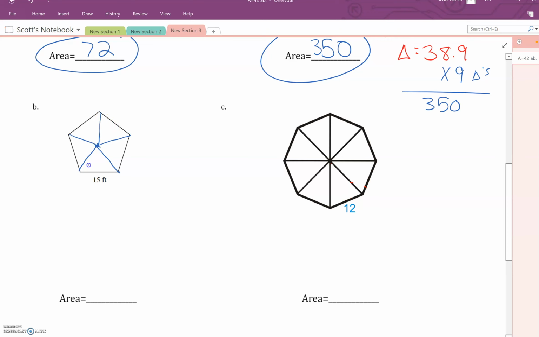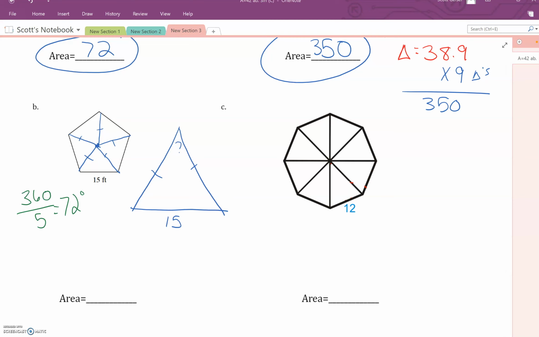And what I'm going to do is zoom in. These are all isosceles because they're all the same. I'm going to zoom in on one of these triangles. So this would be 15. These are the same. Okay, but I need to figure out what this angle is up here. I can do 360 from that circle divided by 5, which would give me my 72 up here.